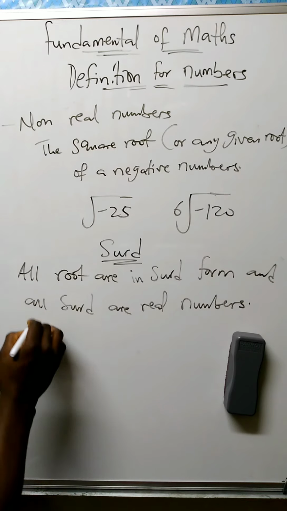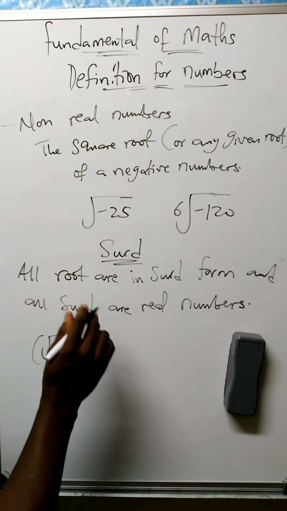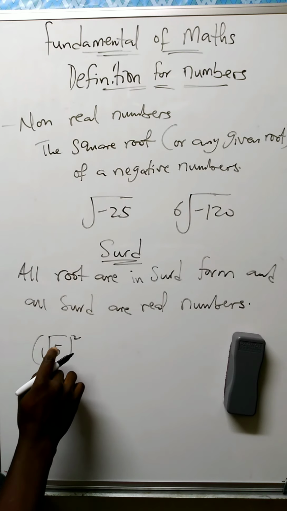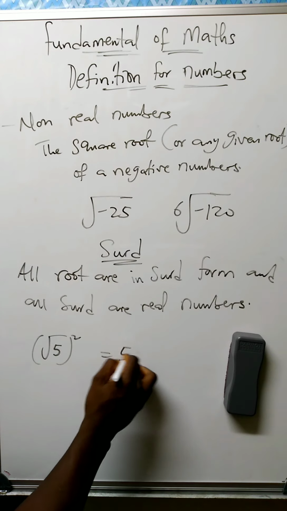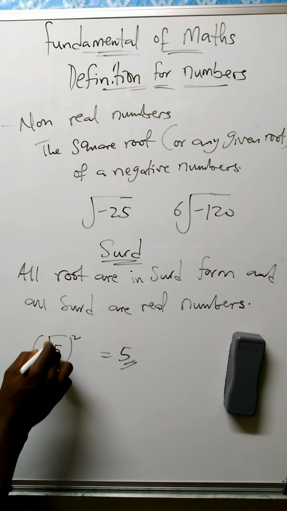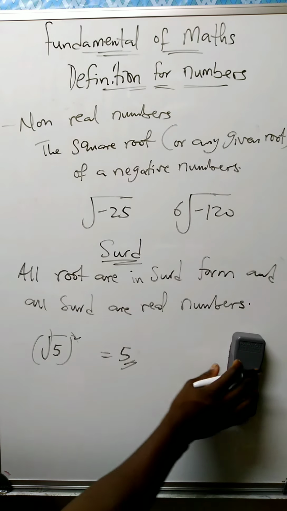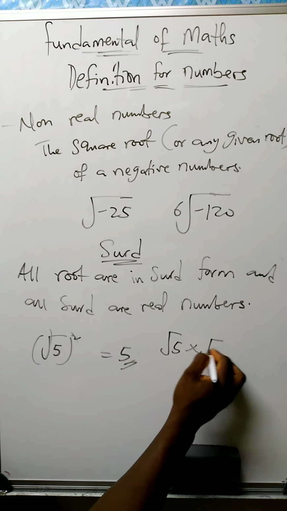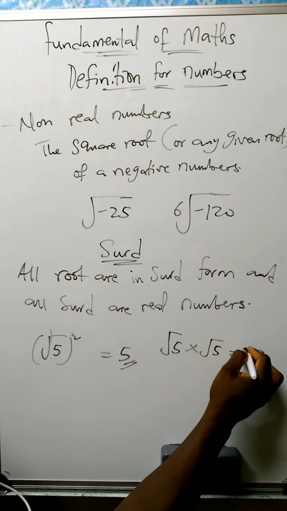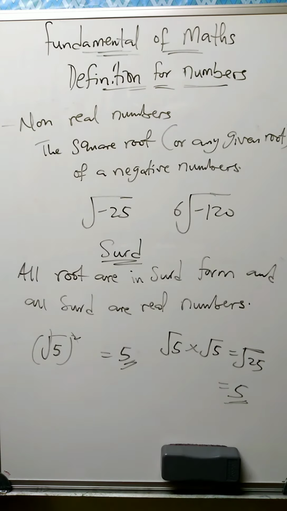Let's say for instance now we have root 5 squared. If you look at this, root 5 squared is the same thing as 5, because the square root and the square actually eliminate each other. I believe we know that. Another way we can say this is root 5 multiplied by root 5. It will give us root 25, and root 25 equals 5. So that is for that.